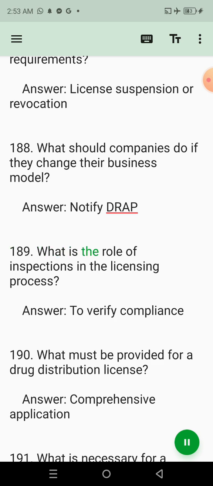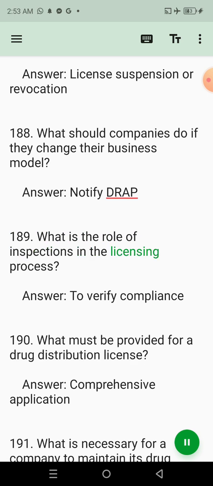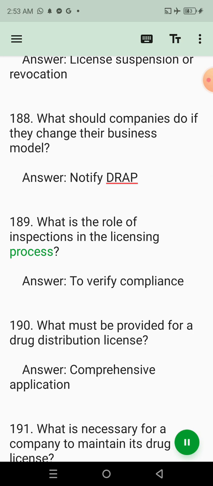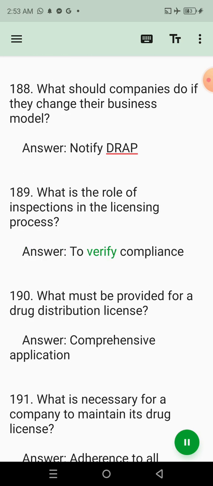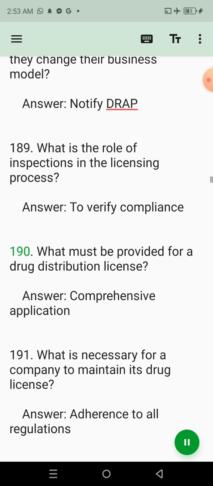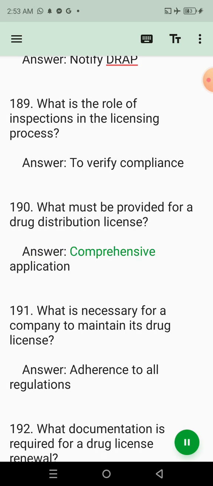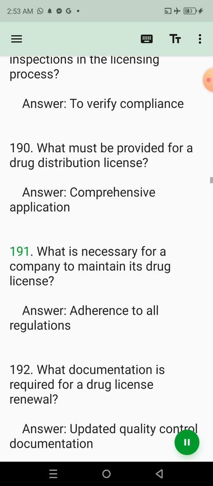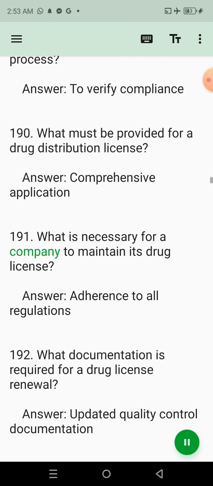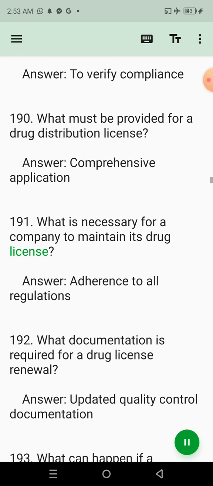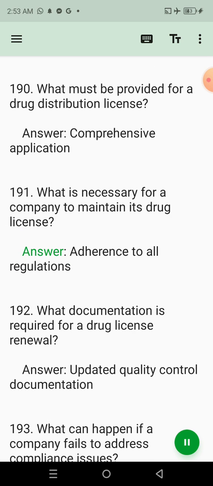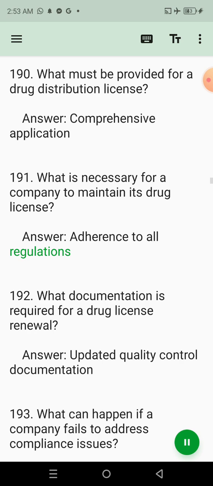189. What is the role of inspections in the licensing process? Answer: to verify compliance. 190. What must be provided for a drug distribution license? Answer: comprehensive application. 191. What is necessary for a company to maintain its drug license? Answer: adherence to all regulations.